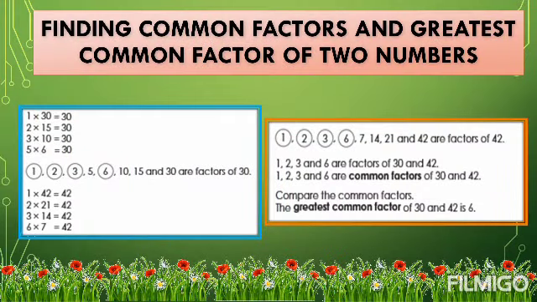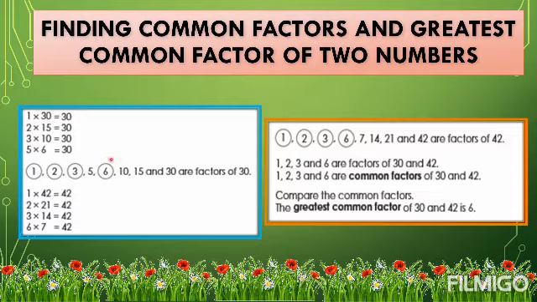Okay, so now, class, this slide teaches us how to find common factors and the greatest common factor of two numbers. The two numbers here are 30 and 42. So the first one, class, as you see here in the first picture, we have the factors of 30. These are 1, 2, 3, 5, 6, 10, 15, and 30. And we have also here, class, the factors of 42. These are 1, 2, 3, 6, 7, 14, 21, 42. So these are the factors of 42, class.